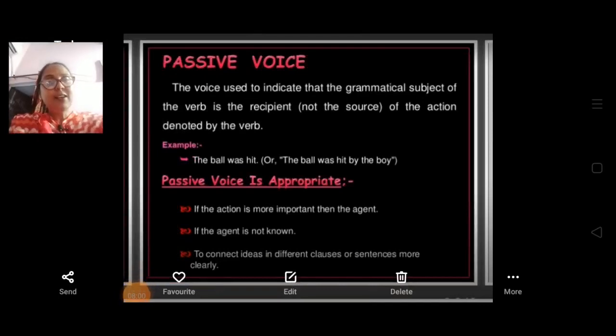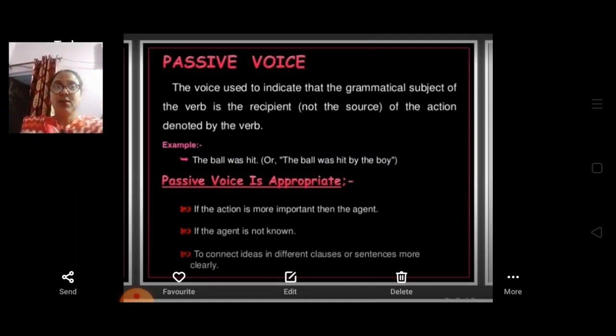Now let's learn about the second type of voice, which is passive voice. It is the voice used to indicate that the grammatical subject of the verb is the recipient, not the source, of the action denoted by the verb. For example, the ball was hit. I have given this example in the active voice also. The same example I am giving you again: the ball was hit. Or you can write, the ball was hit by the boy.